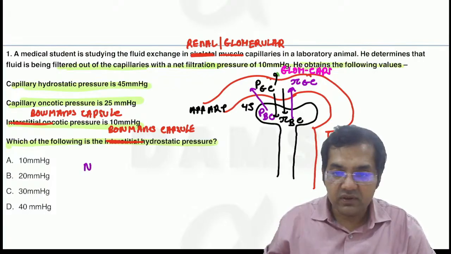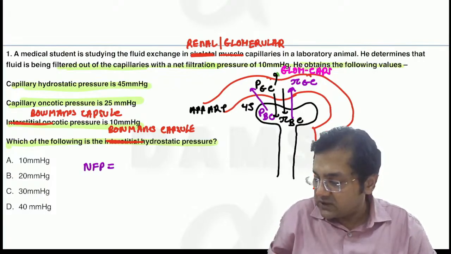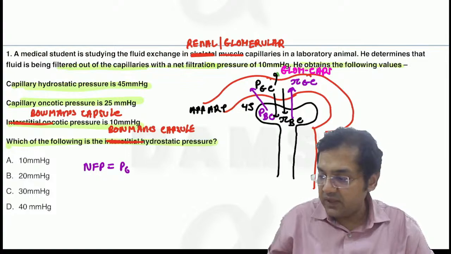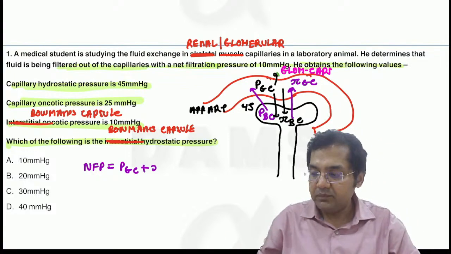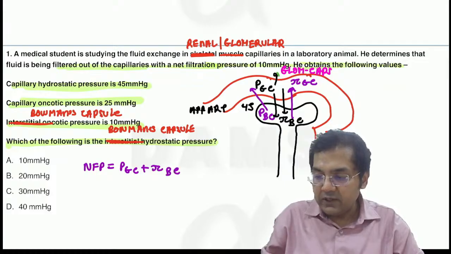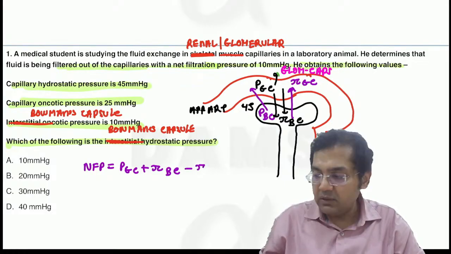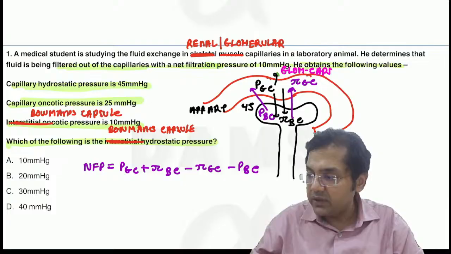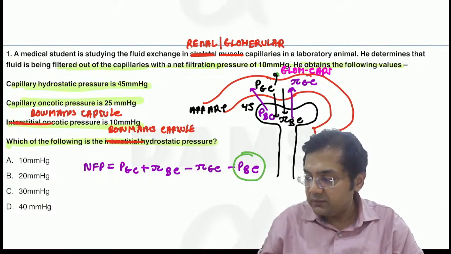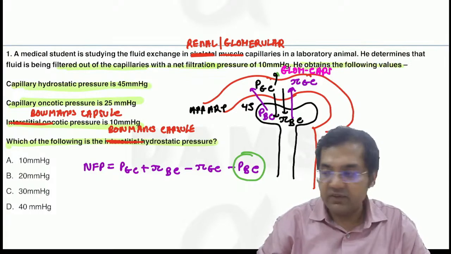So net filtration pressure is equal to, which two are acting in the same direction: hydrostatic in the glomerular capillaries plus oncotic in the Bowman's, right? Oncotic in the Bowman's minus oncotic in the glomerular minus hydrostatic in Bowman's. Remember, this is what you need to find out for me. Remaining everything is given, right? So let's do it quickly now.